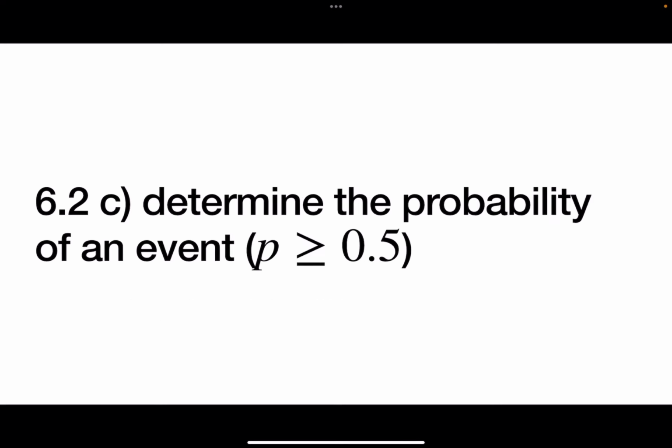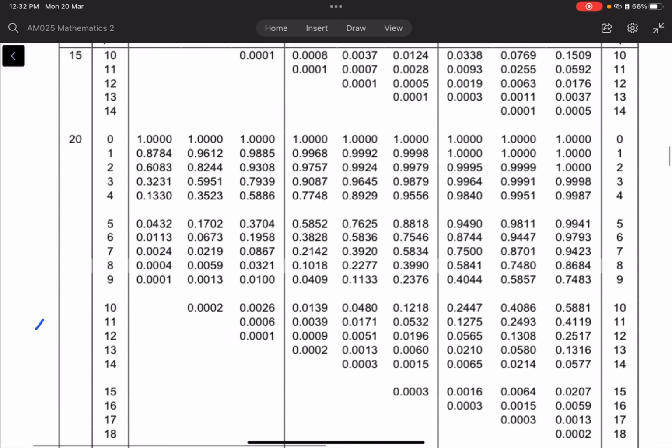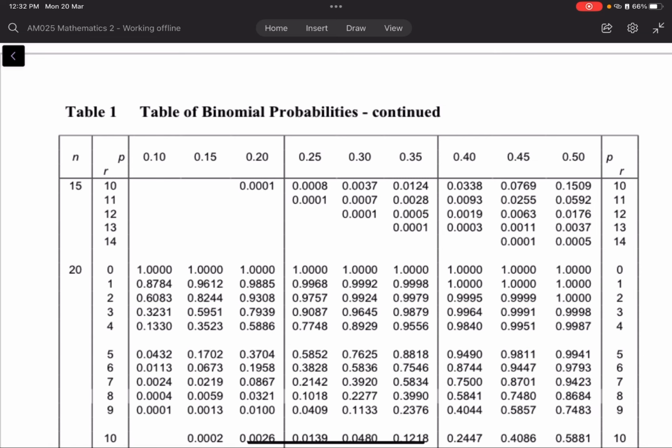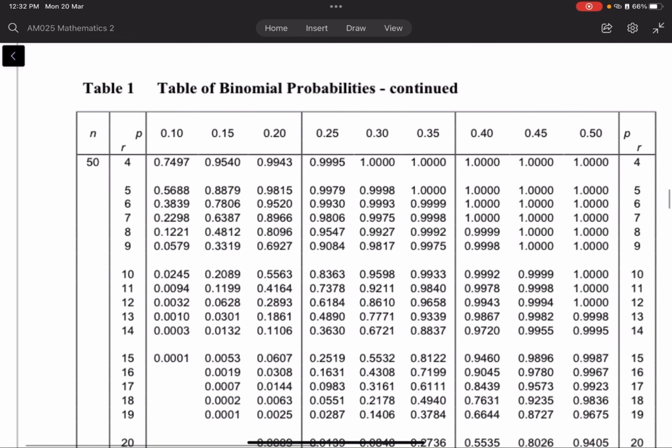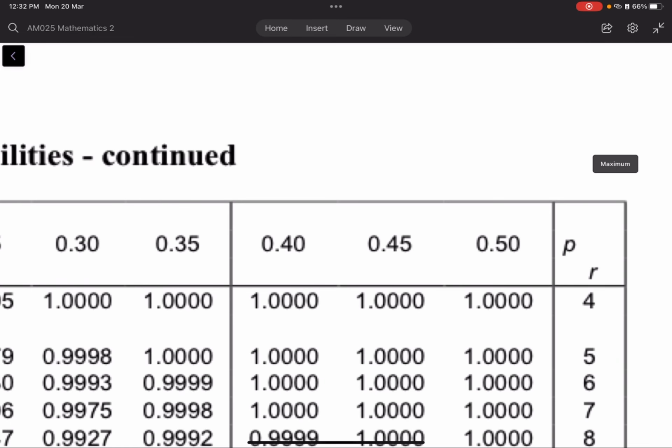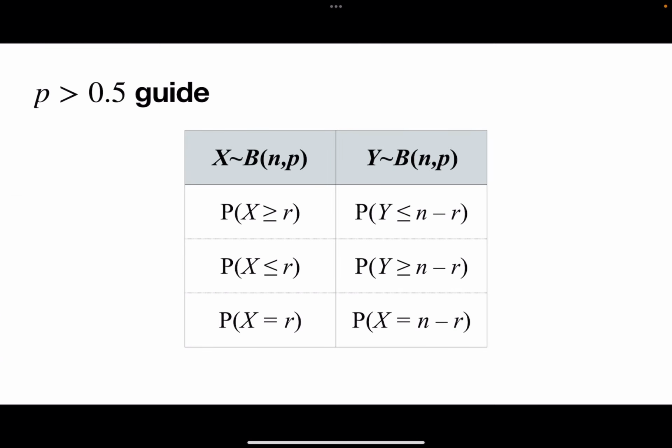So what we're going to do today is find the probability where P is greater than or equals to 0.5. Look at the probability, 0.5 there, okay? So the highest probability is 0.5. We're going to use this guide, which means we're going to do the opposites. This is actually just an option. Ini cuma sebagai option saja.